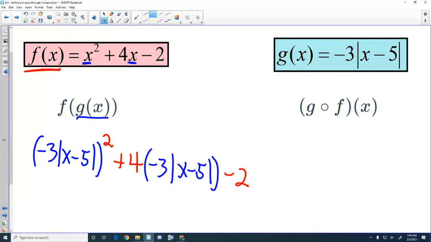And so everything in red is the f of x function, but anywhere there was an x, I replaced it in blue with the g of x function. So from here, you just simplify it.